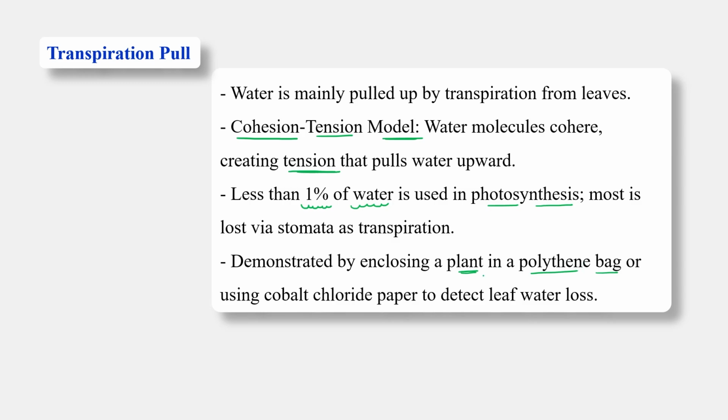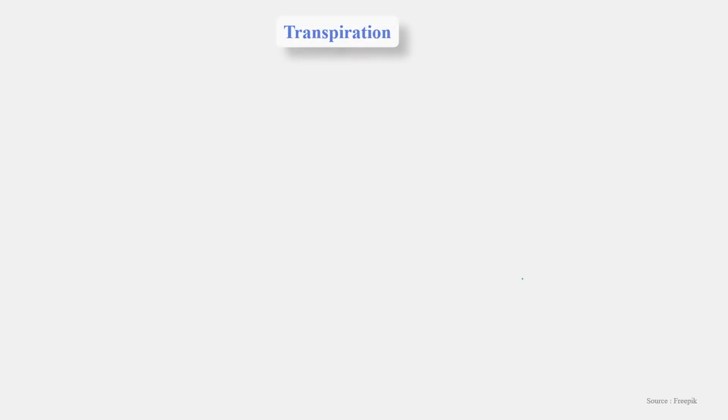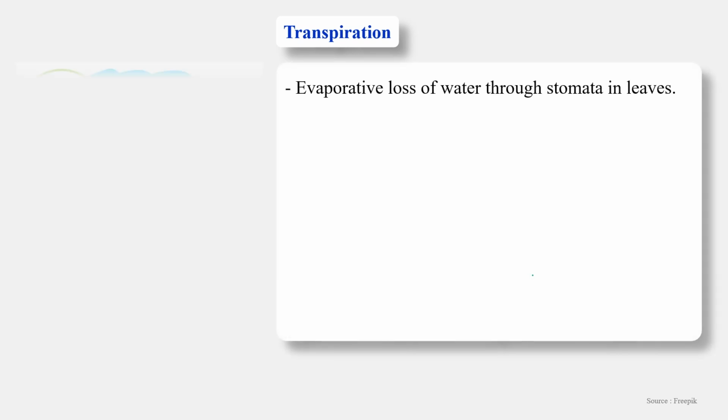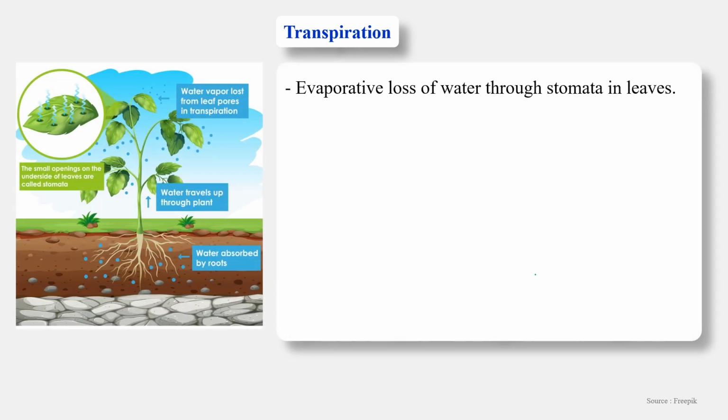Also, we can put the whole plant in a polythene bag, or use cobalt chloride paper to detect leaf water loss. So transpiration is the loss of water through stomata, and 99% of the water is lost by the plant, only 1% is used up for photosynthesis.